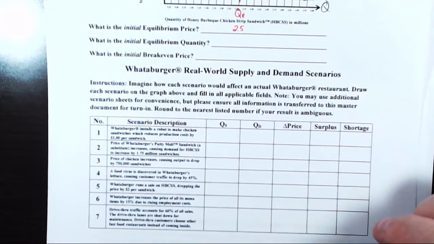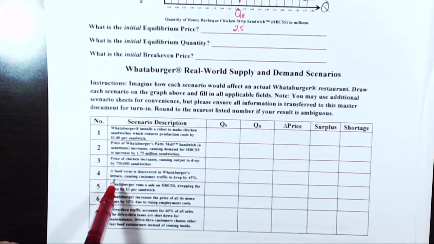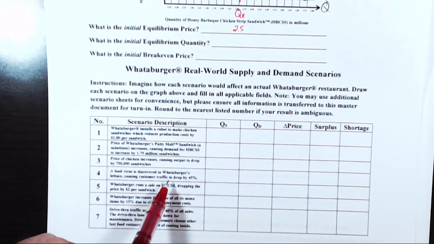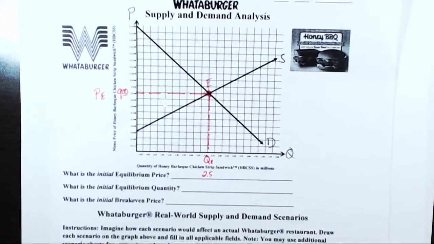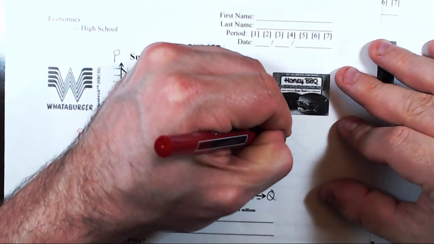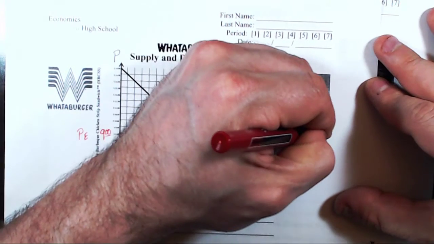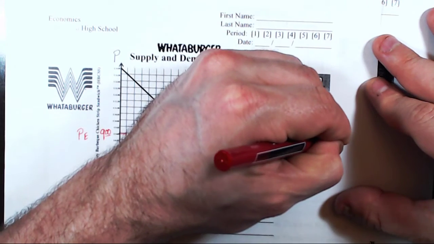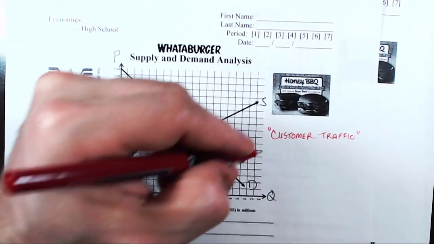A food virus is discovered in Whataburger's lettuce, causing customer traffic to drop by 45%. So we have to decode some language. Customer traffic. What does that mean? Well, I'll give you 2 options.